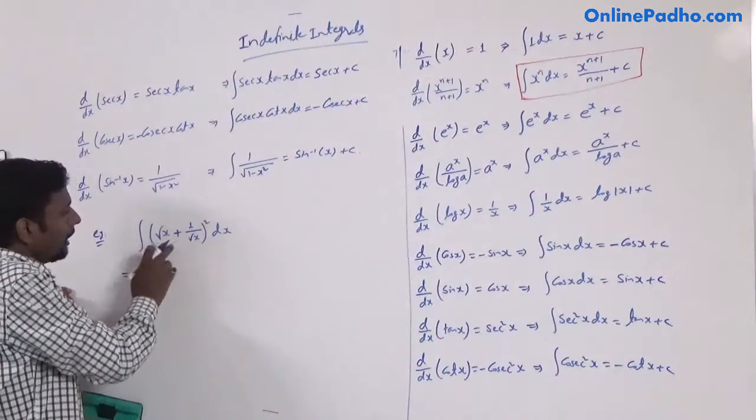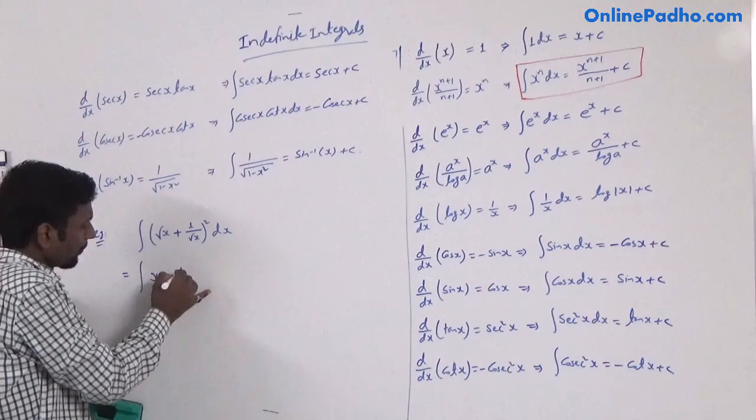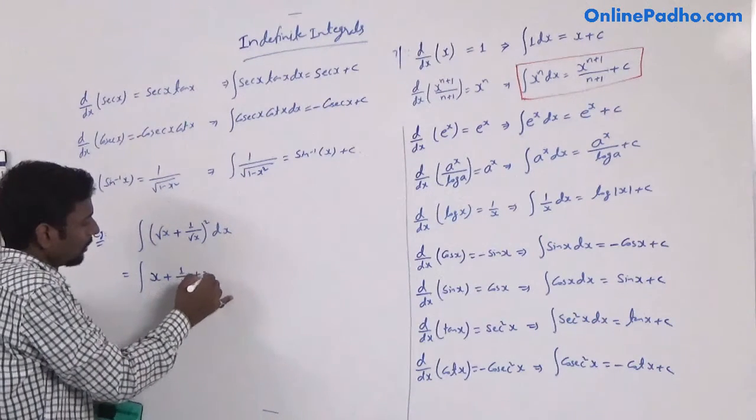So in this question, if we apply the formula for a plus b whole square, we will get x plus 1 by x plus 2, right?